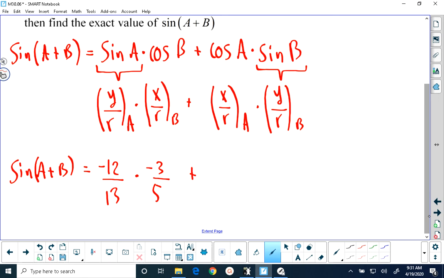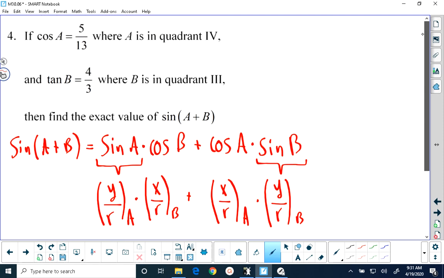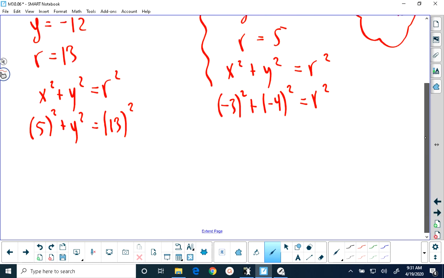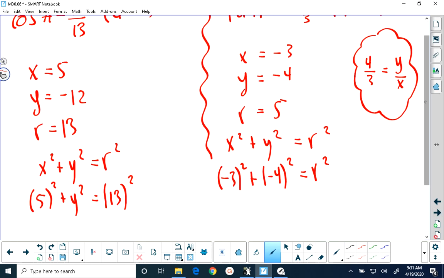Plus x over r for angle A. We were actually told the cosine of angle A. It's right at the top in the question. It's 5 over 13. Multiplied by the sine of angle B. And the sine of angle B is y over r for angle B, which would be negative 4 over 5.